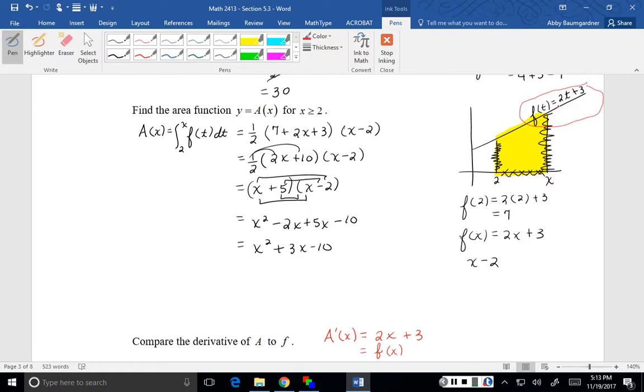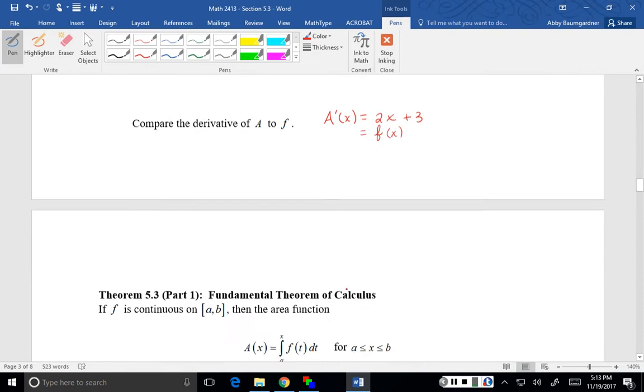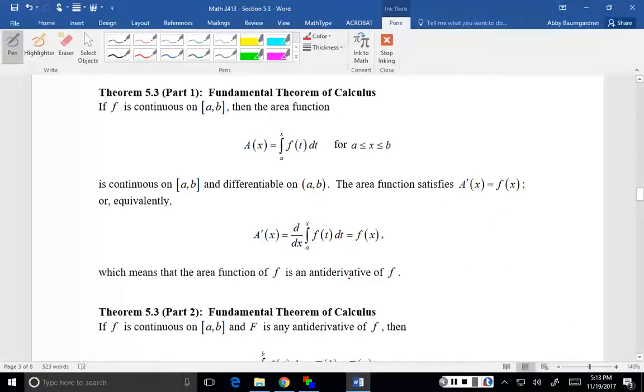Okay, well maybe we can make some correlation or some correspondence between that and the other things we know, or the fundamental theorem of calculus. I think we're headed somewhere with this, so hang on to that for a second. Okay, fundamental theorem of calculus part 1 says if f is continuous on a closed interval a to b, then the area function, cap A of x, is equal to the definite integral from a to x of f of t dt. And it's continuous on that closed interval, and it's differentiable.